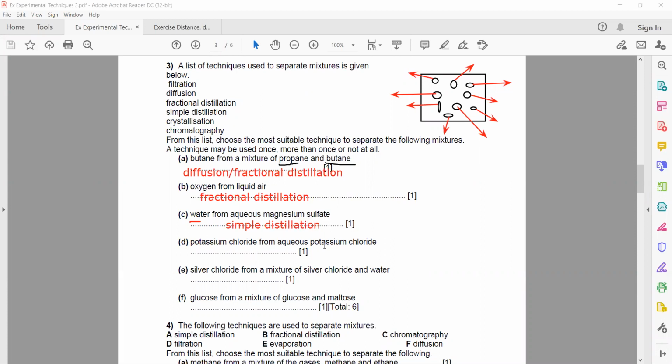Potassium chloride from aqueous potassium chloride, like you have a salt solution, you have a salt dissolved, because aqueous potassium chloride means a salt solution. So you have a salt solution and you want salt from this, so you can use evaporation or crystallization. Only crystallization is mentioned, evaporation is not there as an option, so we can mention crystallization here.